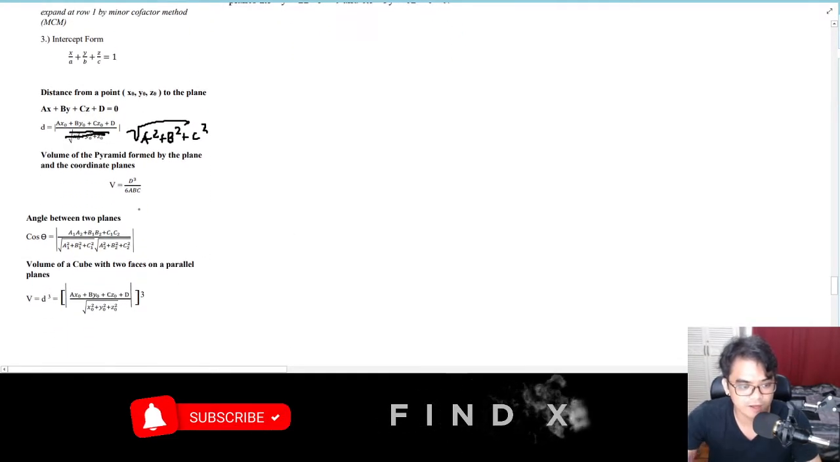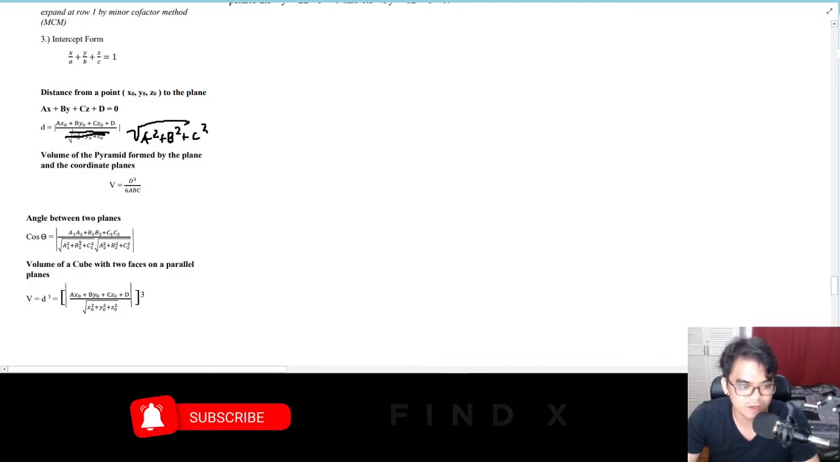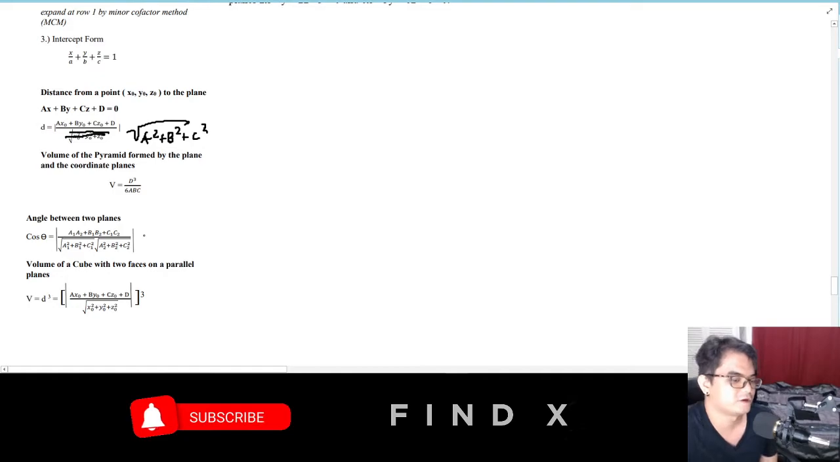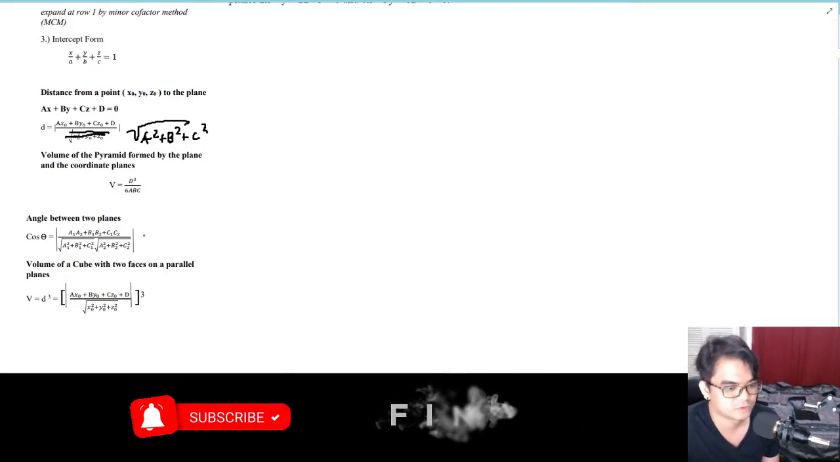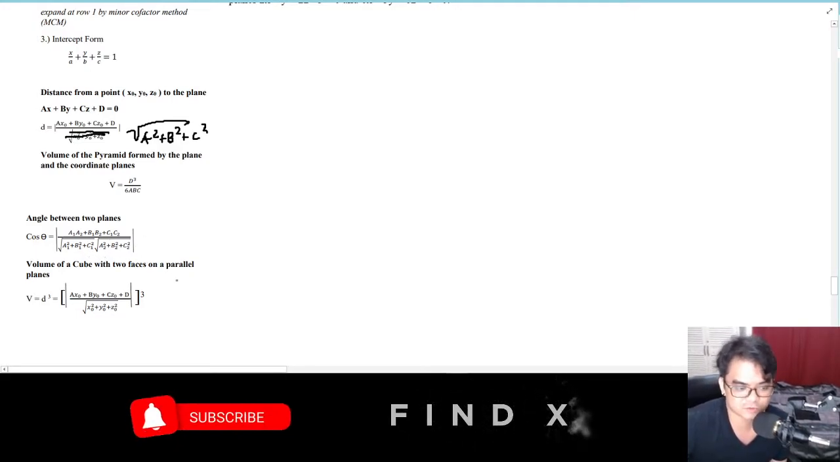And we have the angle between two planes, so that's cosine theta equal to the absolute value of a1a2 plus b1b2 plus c1c2, all over the square root of the sum of their squares.